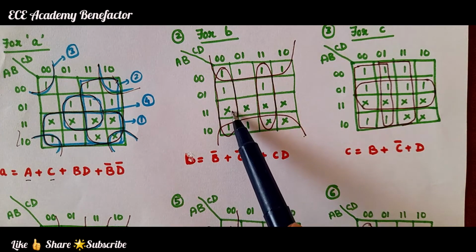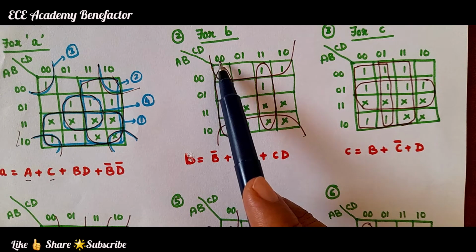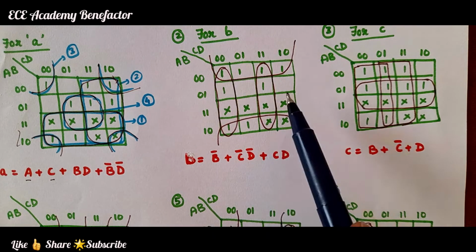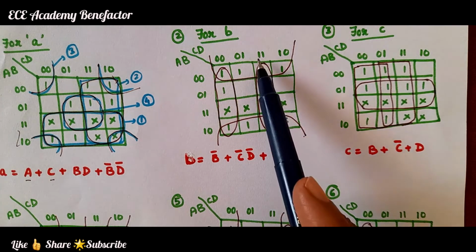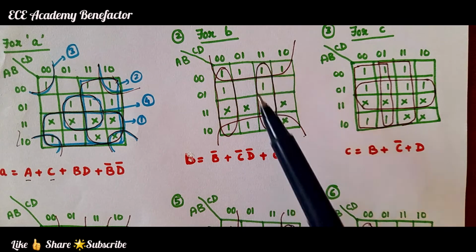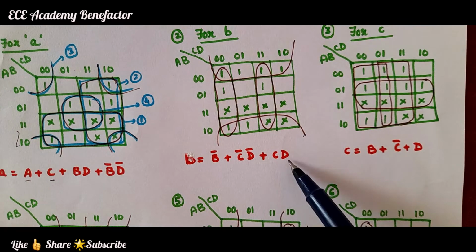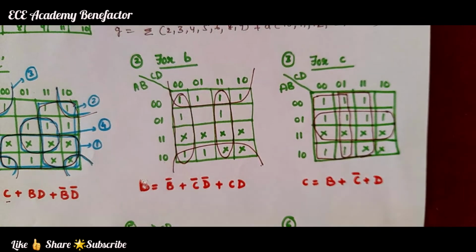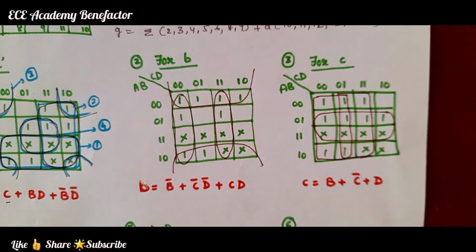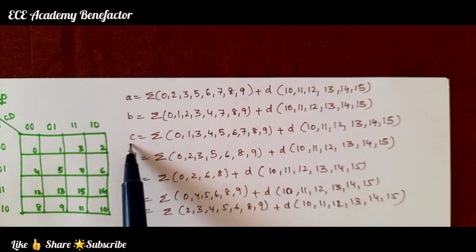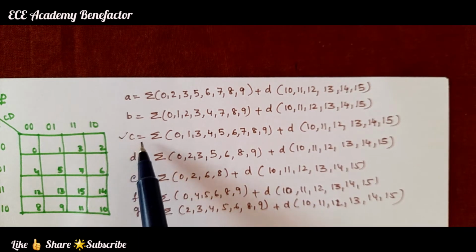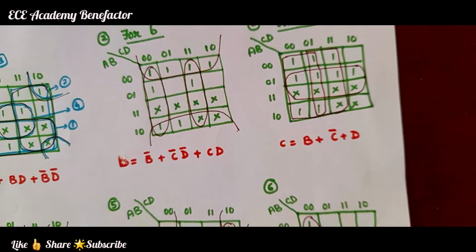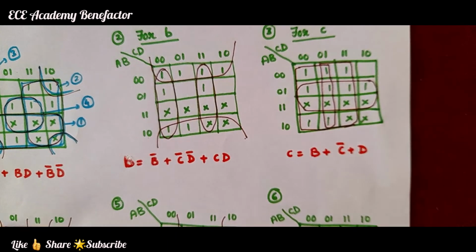For this quad, the term is 0, 0, that is C bar D bar, so I have written C bar D bar. For this quad, it is 1, 1, that is CD. So, we got the expression. Coming to C, we took the list of min terms, filled it in the K map, and then started doing the grouping.